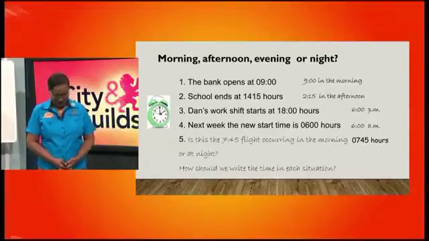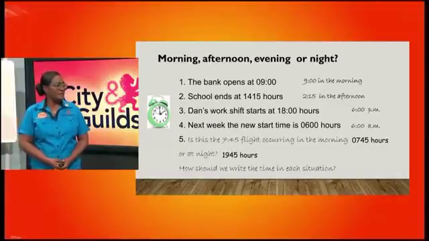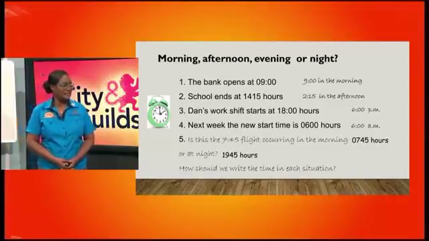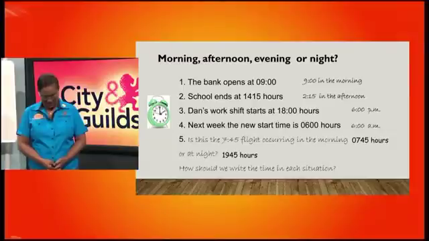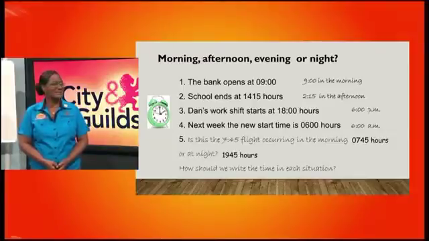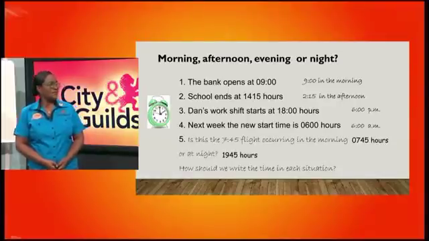And then if it would be night, it would be 12 hours after midday. Let's start again. It's 7:45 hours after midday, so that would be 12 plus the 7, which would give us 19. Okay, is that clear? How would we write each time?